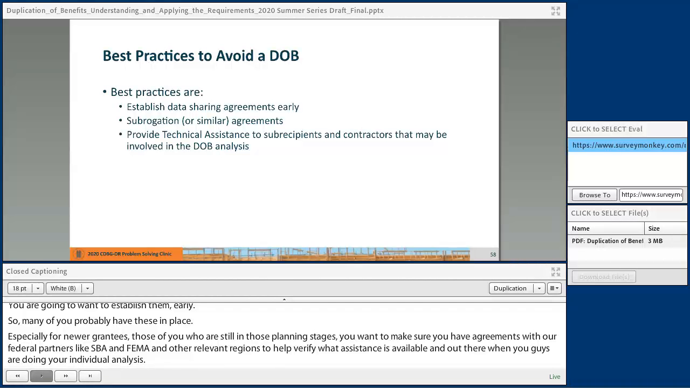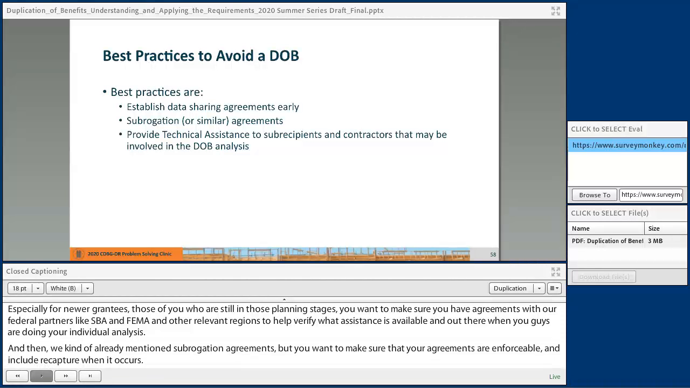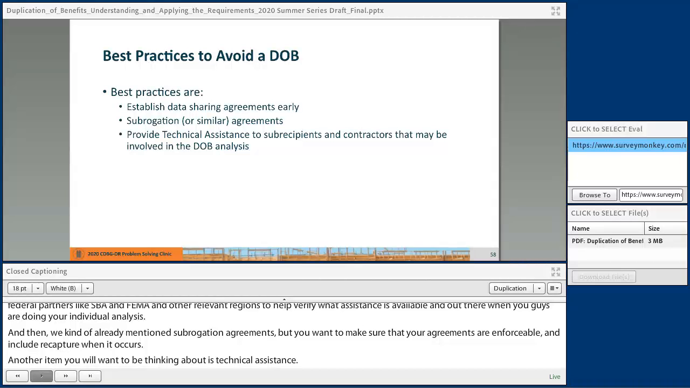Another item you're going to want to be thinking about is technical assistance. That can be to your subrecipients or contractors or anyone that may be involved in your DOB process and running those programs. You can communicate with them and have them help you identify what types of training they need to understand DOB so that they're able to do it and do it correctly.